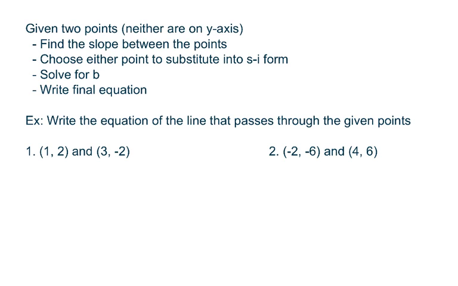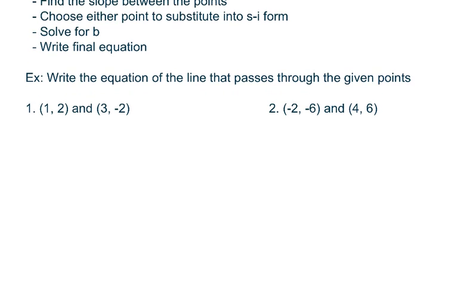Okay, so number 1, write the equation of the line that passes through the given points. So our points are (1, 2) and (3, -2). First thing we need to do is find the slope. And I'm going to go this way to find the slope. Okay, remember, to find slope, we subtract our y's, 2 minus -2, and then we subtract our x's, 1 minus 3.